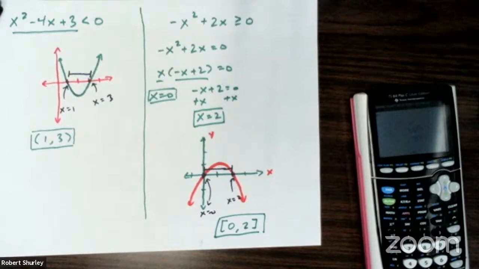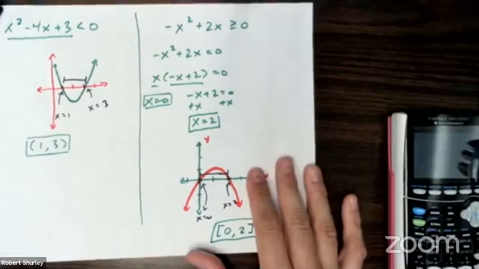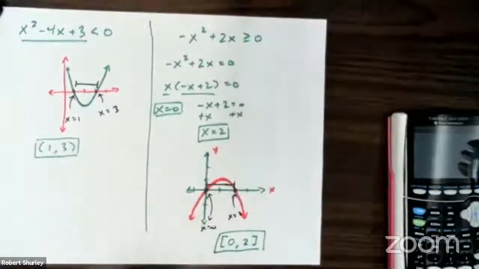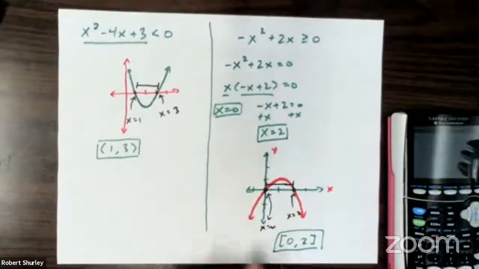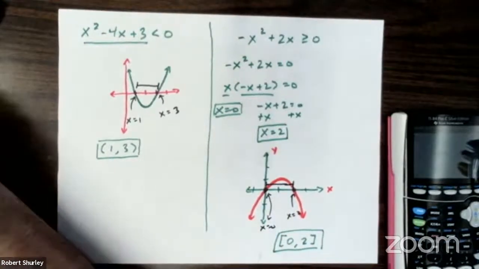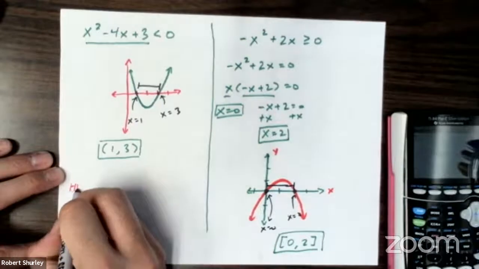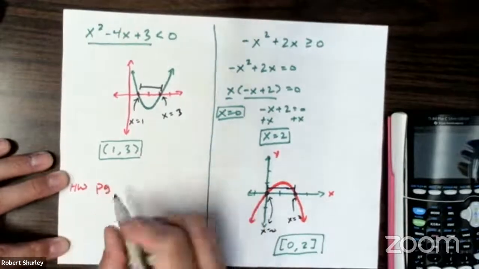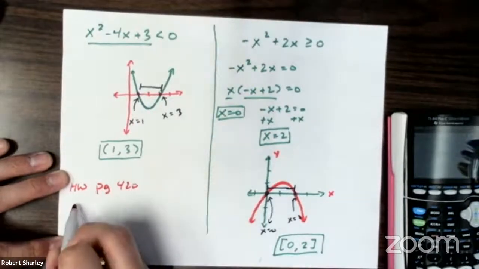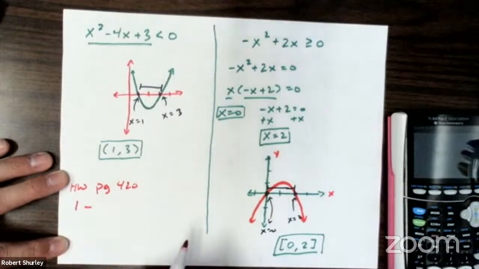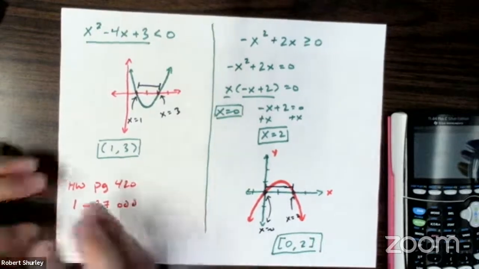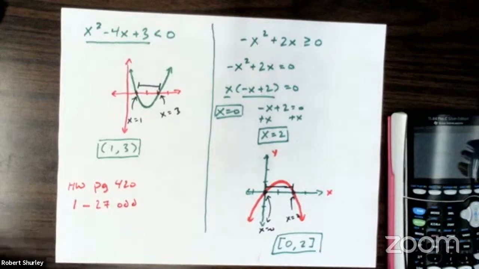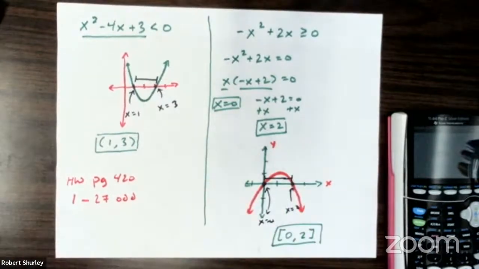Questions, comments, concerns? I mean, that's it. This section is a really short section, and I've really done all the examples I can do. For homework, it's on page 420, and it's numbers 1 through 27 odd. Okay, so it's not a long section today. 1 through 27 odd. Try those.